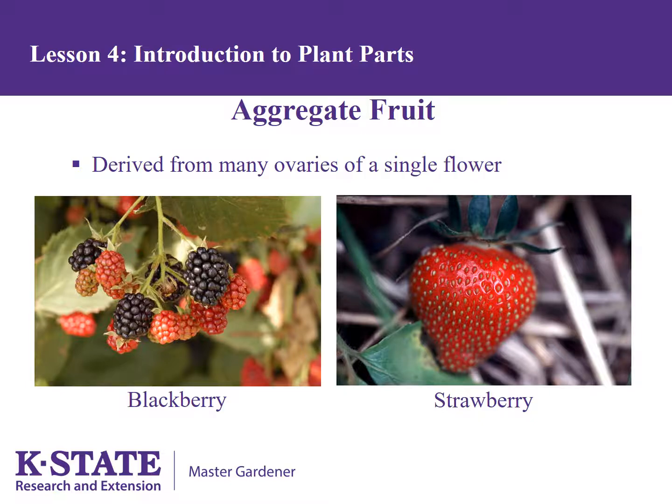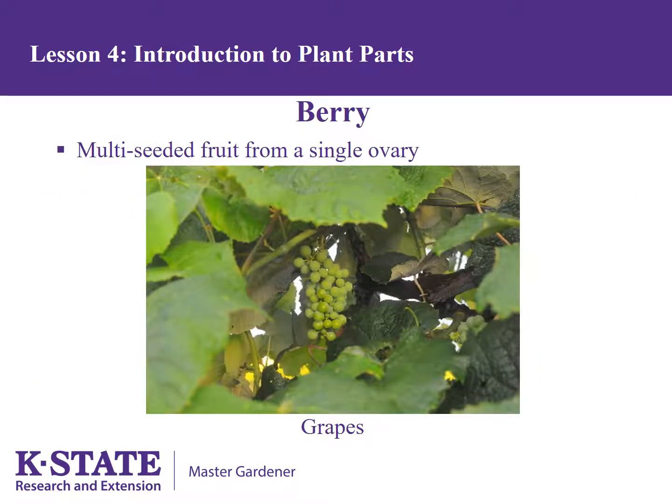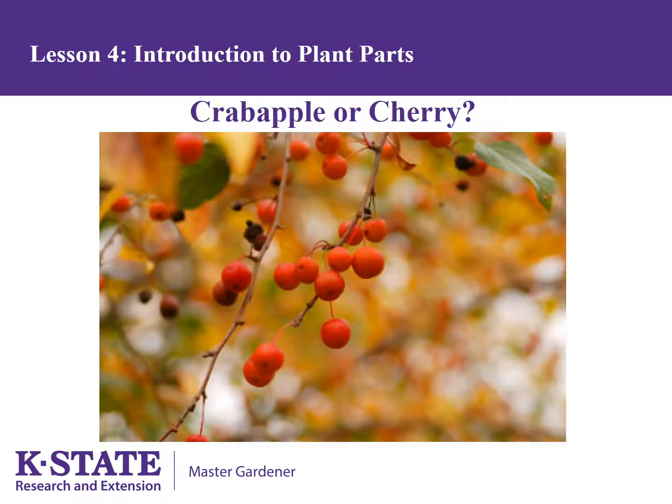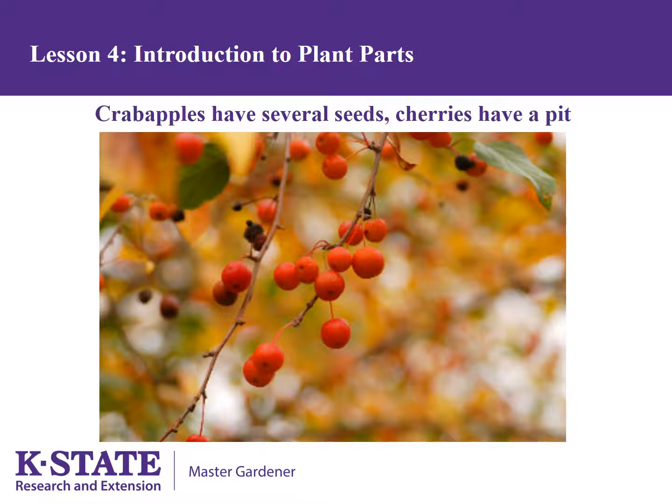Blackberries and strawberries are aggregate fruits which are derived from many ovaries of a single flower. Berries are multiseeded fruit from a single ovary. Blueberries are a false berry. False berries are a multiseeded fruit from the fusion of an ovary and receptacle. So how is this useful? Is this a crabapple or cherry? There's an easy way to tell the difference. Crabapples, a pome fruit, have several seeds, but cherries, a drupe, have a single pit. So this information can be useful. However, remember you do not have to memorize all these different types of fruit.